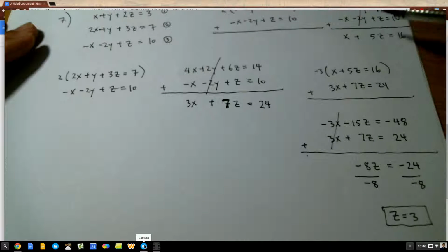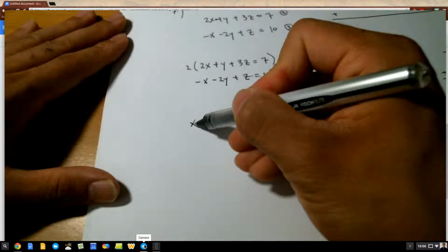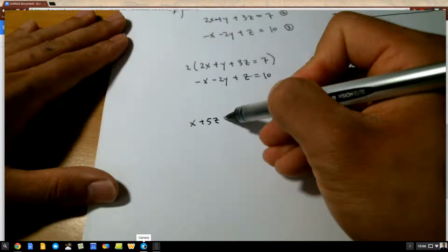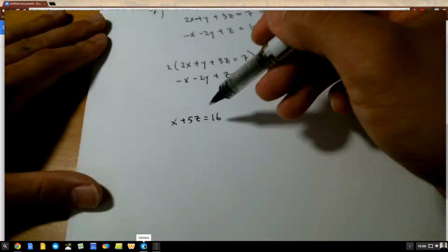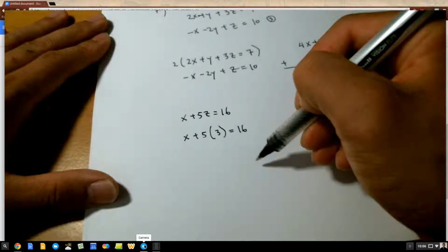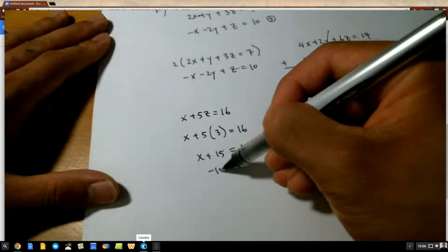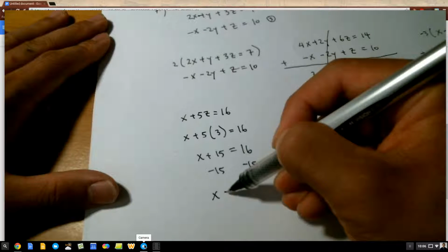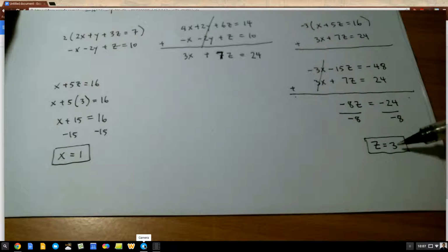So this looks easy, and it does not matter which one you plug it into. So I'm going to plug into this one because it looks pretty easy. I'm going to plug in the z for here. So I'll write it right here, x plus 5z is equal to 16. And I plug the 3 in for z. So we get x plus 5 times 3 is equal to 16. x plus 15 is equal to 16. Minus 15, minus 15, x is equal to 1. So now we have x is equal to 1, and we have z is equal to 3.